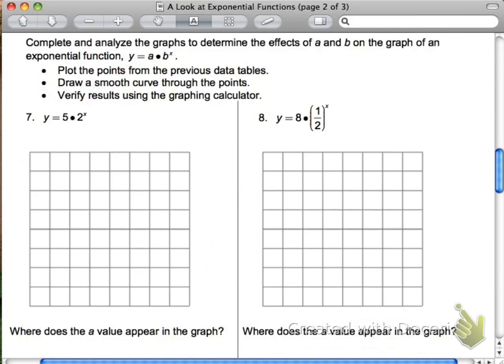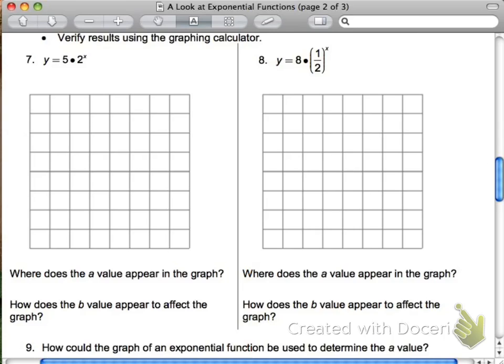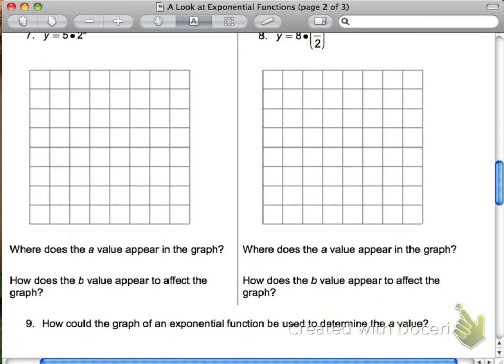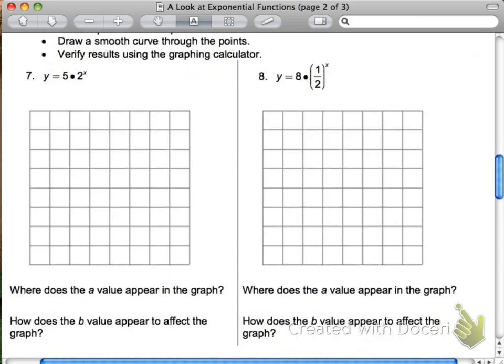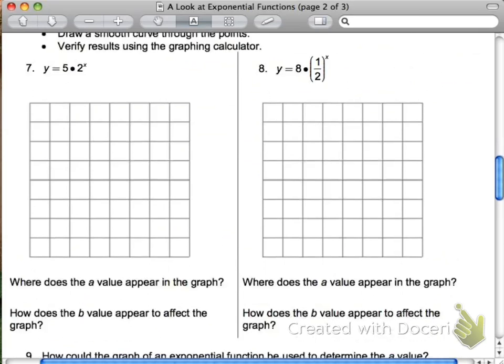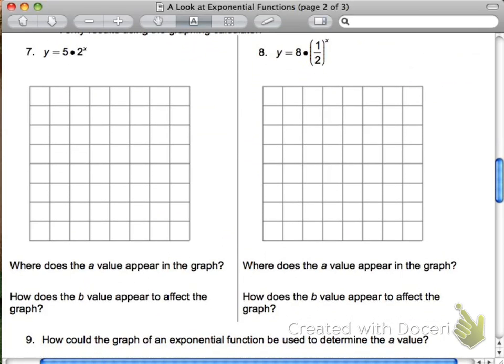Now the next part says we're going to graph these and take a look at the graphs, because we already have the tables. These are the same functions as before, so let's go ahead and graph them.